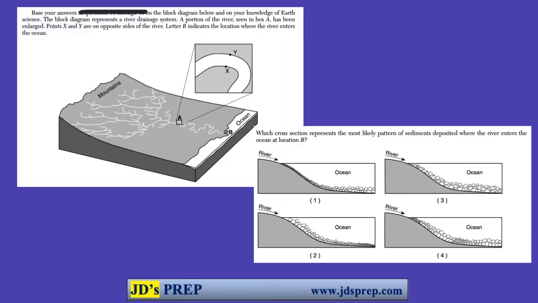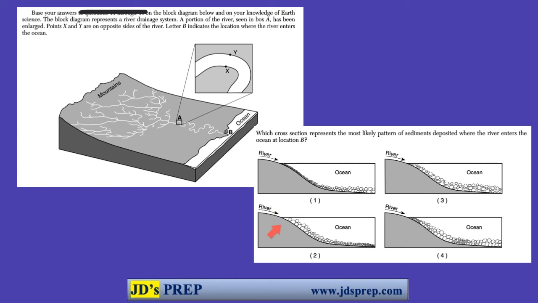And lastly, we're asked to imagine that we're at point B, where the river meets the ocean, and which cross-section will represent the most likely pattern of sediments deposited. So the differences in these is the order of the size of the sediment, right? So the river's going to come in, the water's going to be moving faster, and when it hits the ocean, it'll slow down, and it'll slow down more and more and more.